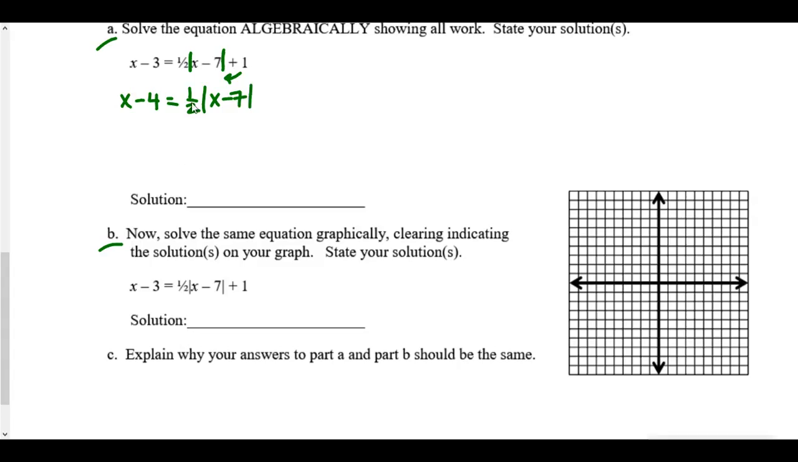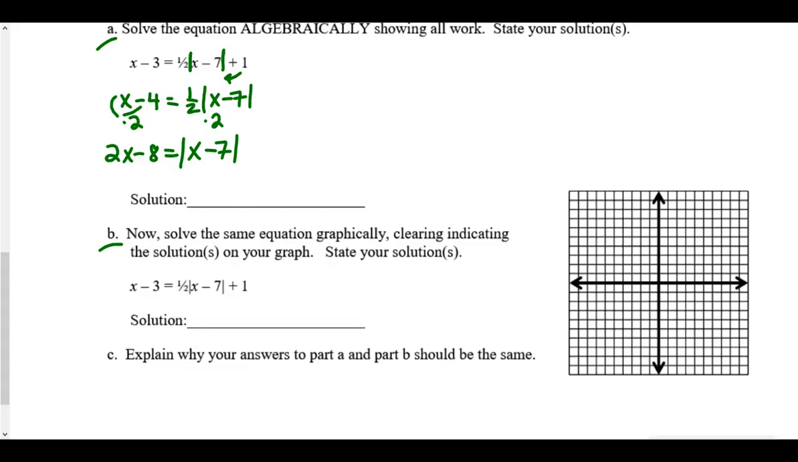Then to get rid of the multiply by a half, I'm going to multiply by 2, which again is the same as dividing by a half. Be sure that when you multiply, you distribute to both parts, and it will now be 2x minus 8 on the left is the absolute value of x minus 7.